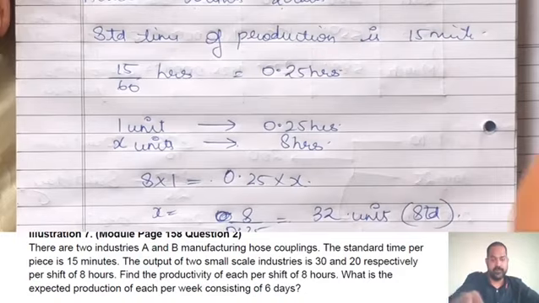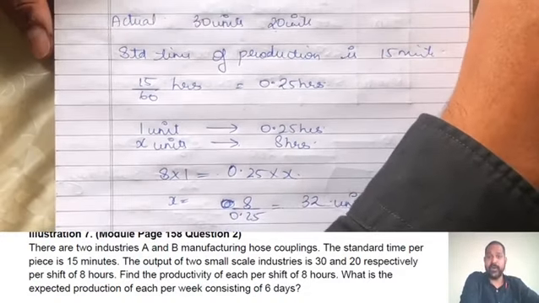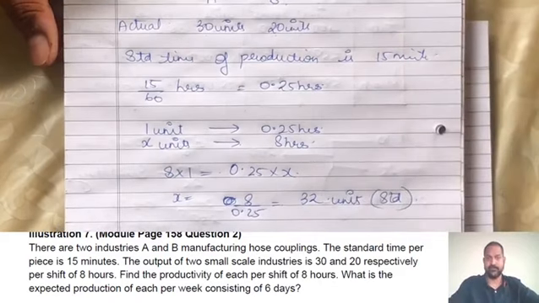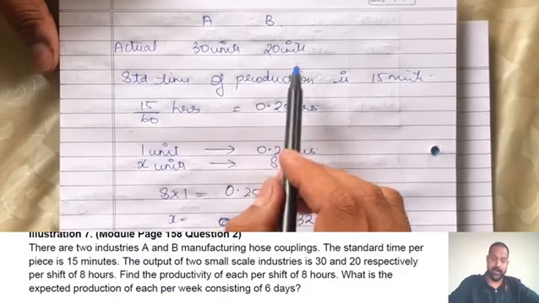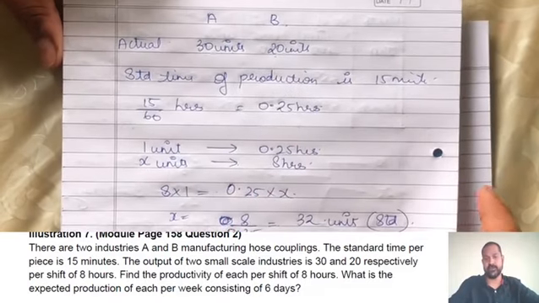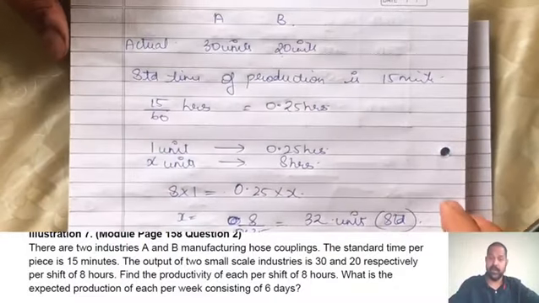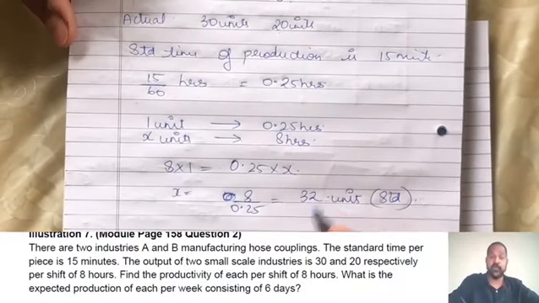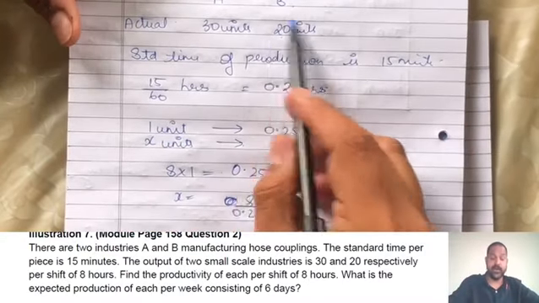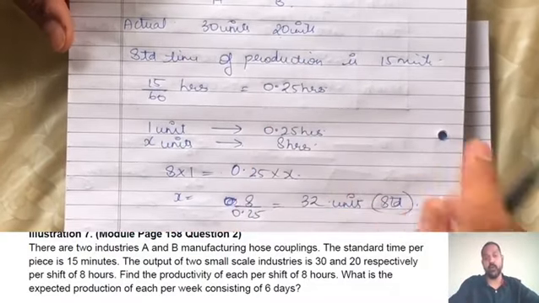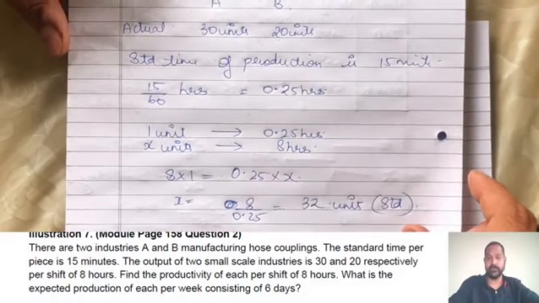But what have you given? What you've given me is that I have 2 industries, A and B. A makes 30 units in 8 hours and B makes 20 units in 8 hours. Are they good or are they bad? Both are bad. I am expecting a standard of 32 units. You are only making 30. I am expecting a standard of 32 units. You are only making 20.